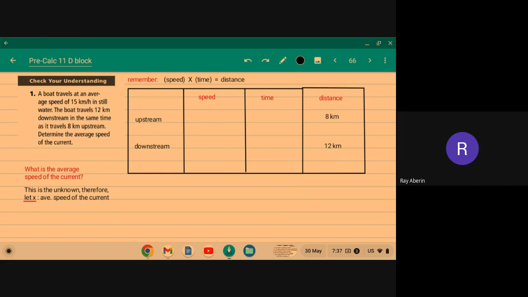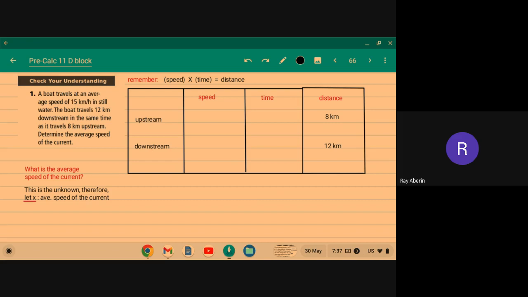A boat travels at an average speed of 15 kilometers per hour in still water. What does it mean? Well, when you're on the ocean, or in a river, there's the speed of the current. The speed of the current will affect the speed by which your boat would be traveling. What this first sentence is saying is that suppose there is no current. Just for the sake of discussion, let's say you are in still water, the average speed of this boat is 15 kilometers per hour.